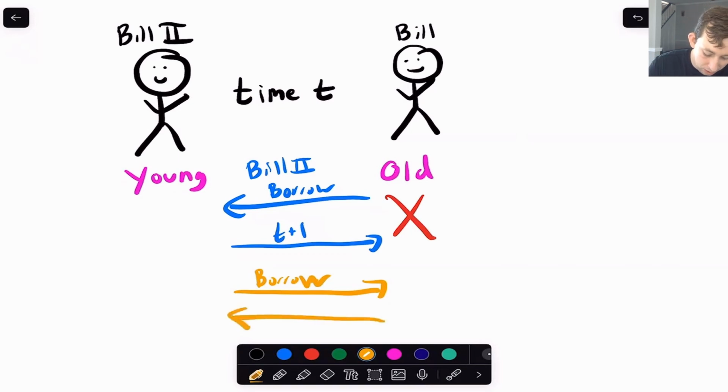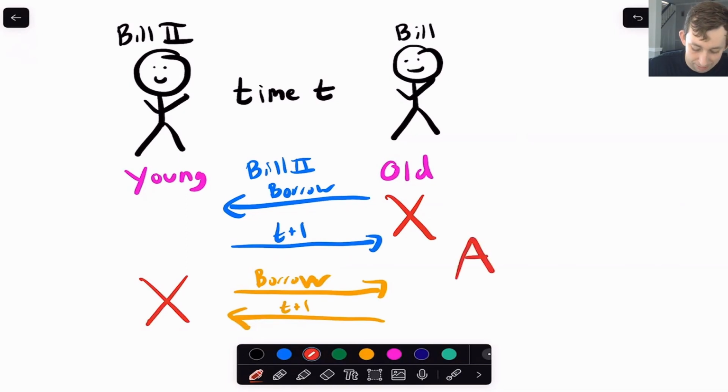Again, Bill the old is not going to be alive in period t plus 1, so he's not going to be able to repay Bill the second. So here, in this situation, Bill the second is going to be like, no, I'm absolutely not going to do that. And those were our 2 options for borrowing and lending between the 2 overlapping generations, and we said neither of them work. And so because neither of them work, there's going to be no lending or borrowing between generations, and so there's going to be no assets being traded.